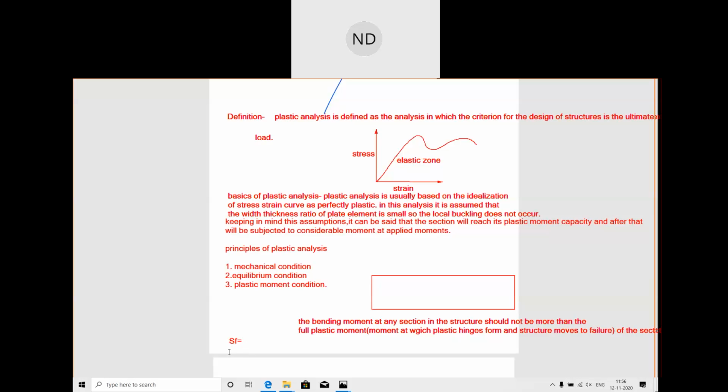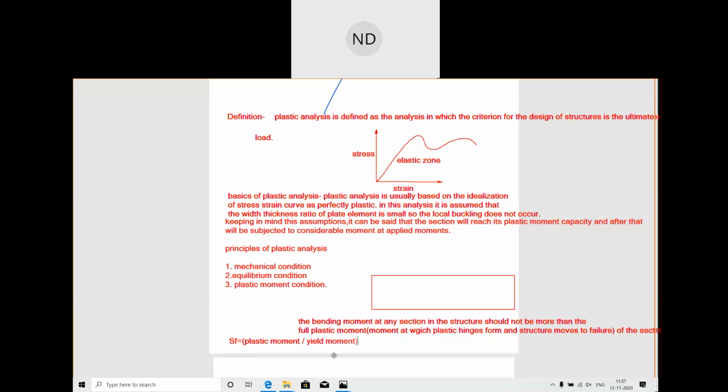Shape factor is defined as the ratio of plastic moment to yield moment. Your shape factor is the plastic moment divided by your yield moment. It is the ratio of the plastic moment to the yield moment, and this shape factor usually depends on the shape of the cross section.